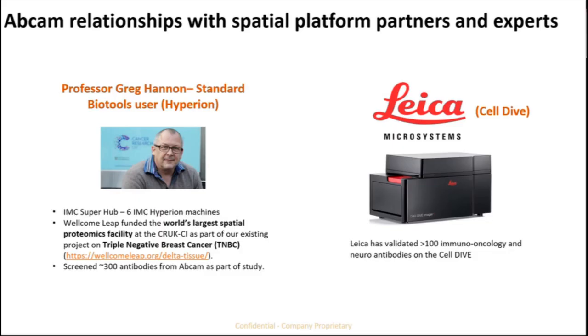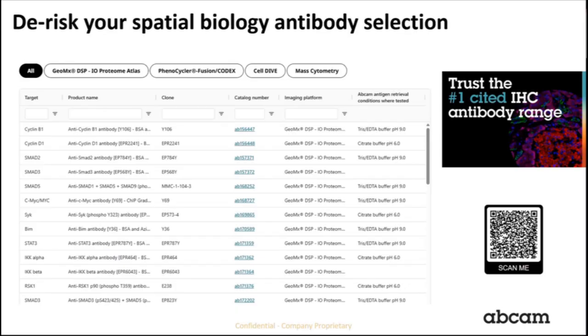So far, they have validated over 100 immuno-oncology and neuroscience-related antibodies on their platform. So what we did is that we take all this information and compile it into this antibody list that is available on our website. This can help to save time and cost in the early stages of building a panel, since now you know which antibodies will work well with which platform.